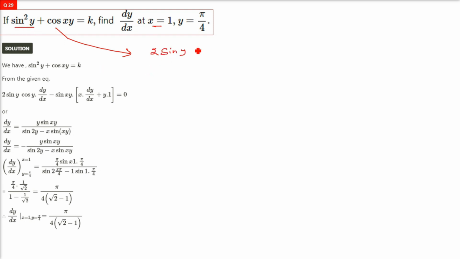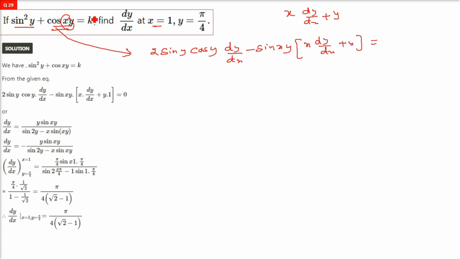Then the differentiation of sin y is going to be cos y, and the differentiation of y is dy by dx. Next one is cos xy. The differentiation of cos xy is minus sin xy. Then the differentiation of xy will be x dy by dx plus y times d by dx of x, which is going to be 1. So it will be minus sin xy into x dy by dx plus y, and this is equal to k. The differentiation of k is a constant, so it is going to be 0.